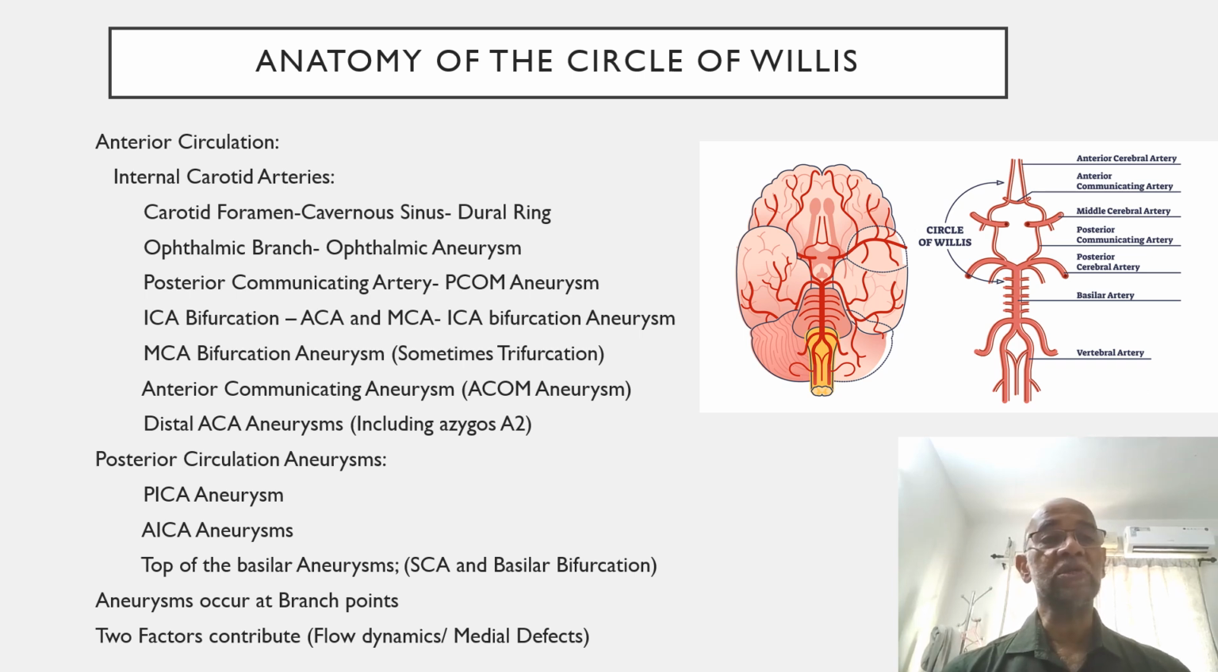Two factors contribute to aneurysm formation. One is the flow dynamics. The flow of blood impinges at the bifurcation, producing a bulge. The second is medial defects in the muscularis layer, which allow the intima and the adventitia to bulge out.